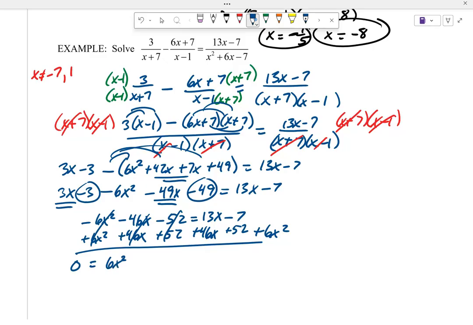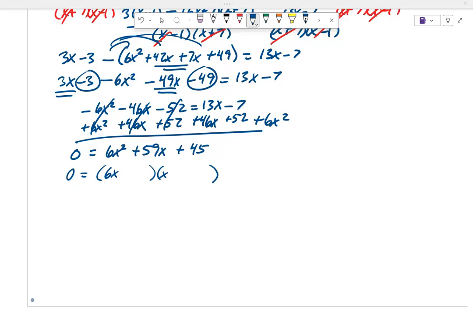So we got 6x squared. 46 plus 13 gives us 59x. I got 52 minus 7 gives me what? 45 on that. And let's see if that'll factor here. I think that'll do it.